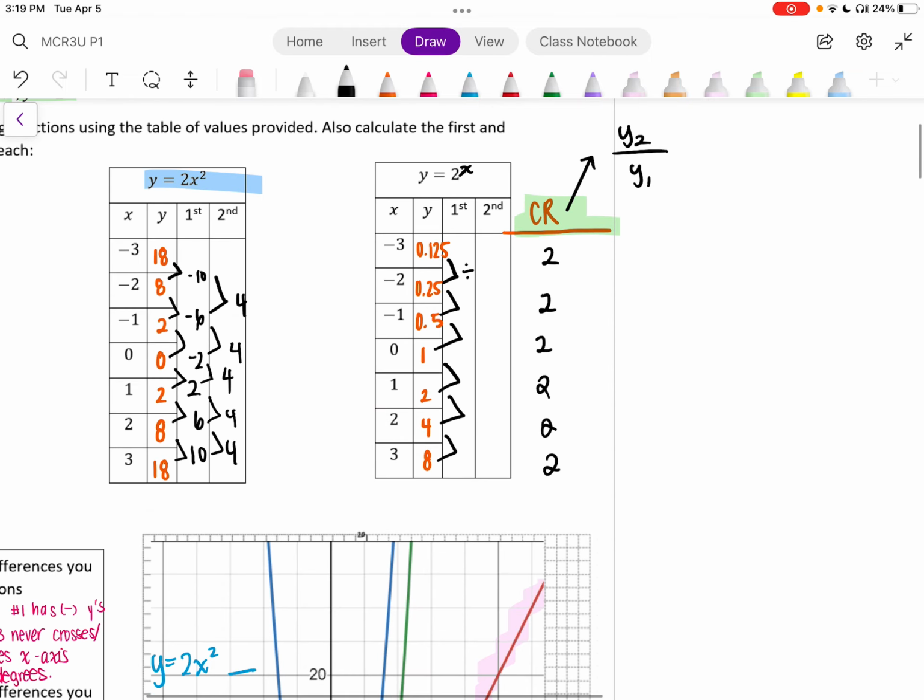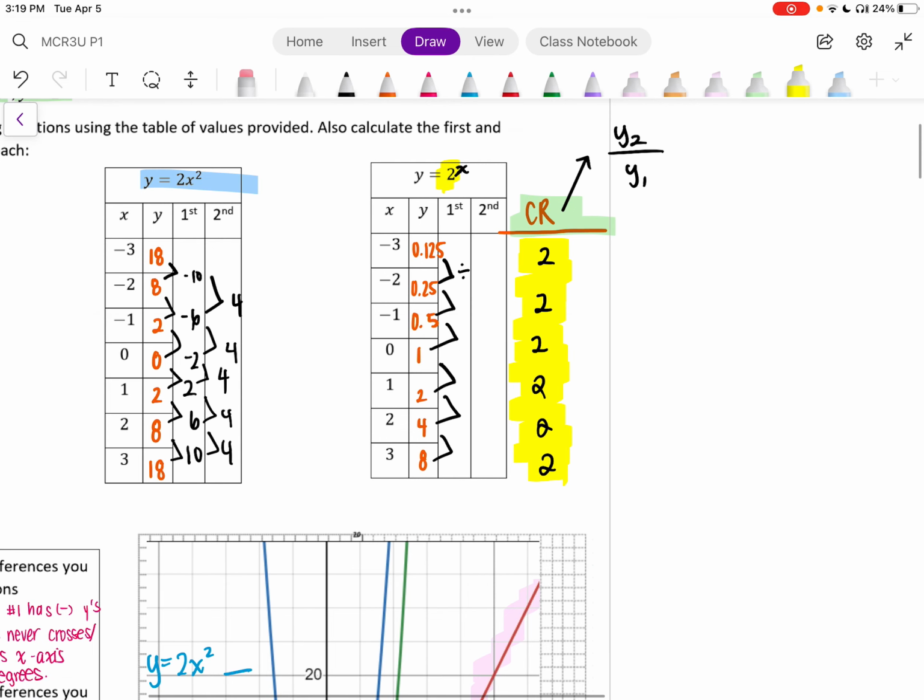Okay, and notice how here the constant ratio 2 is also the base of this function. So you can actually find the base of the function by just looking at the constant ratio.